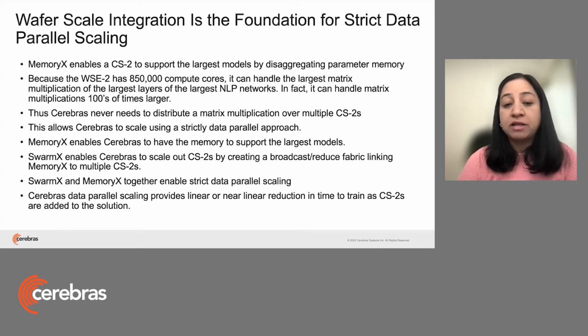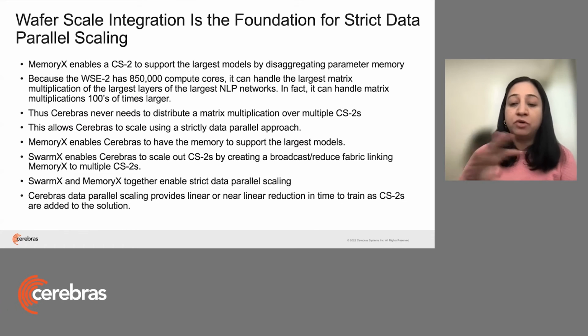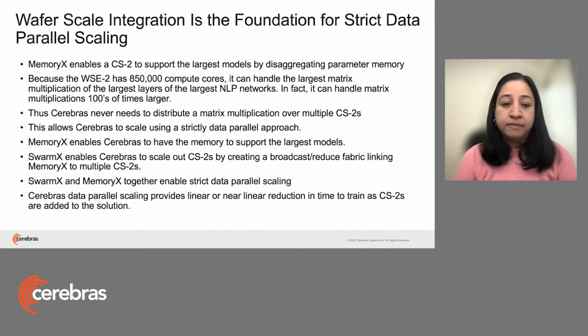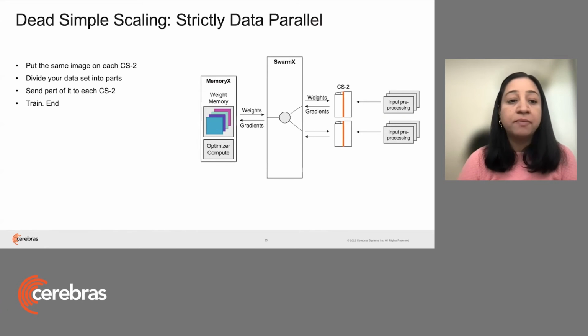Data parallel scaling means you just take the data from outside and distribute it into multiple CS2s. That means you can easily get scaling in performance which is linear or near linear, like the performance table that we saw. So it's all part of the entire solution of what we built. So let's take a look at how this is done.